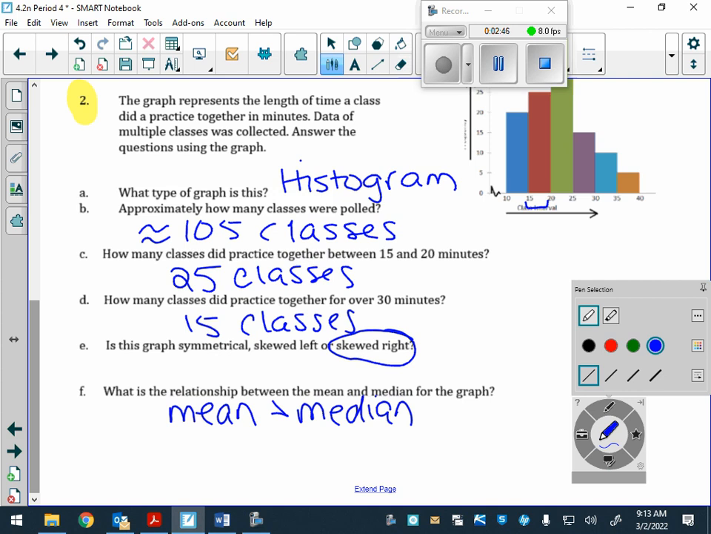So anytime they're asking for the relationship between the two, if it's skewed one way or the other, it's going to be either greater or less than. That's the relationship between the two. If it's symmetrical, then the mean and median are the same. You should know. Yeah. Okay.